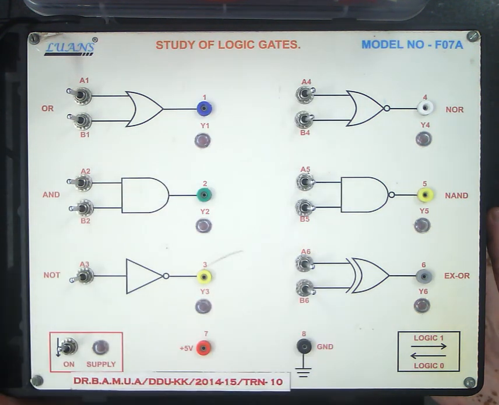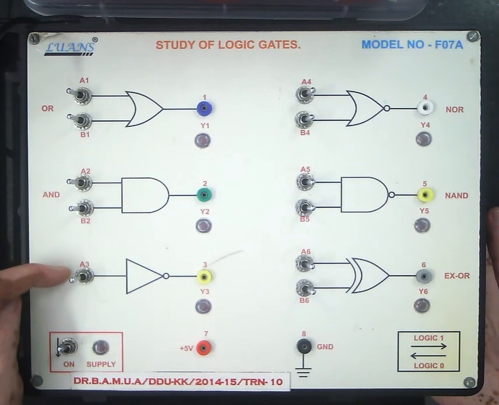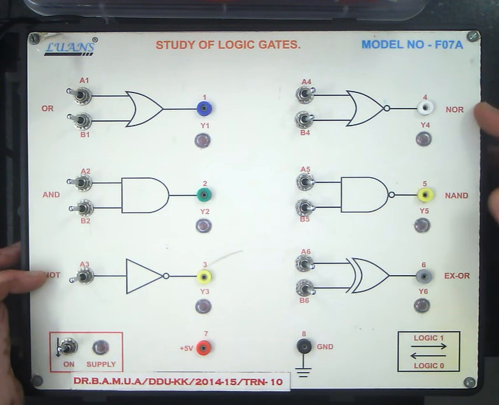We have in all 6 different gate operations that can be displayed in this board. There is OR gate, AND gate, NOT gate, NOR gate, NAND gate and XOR gate.